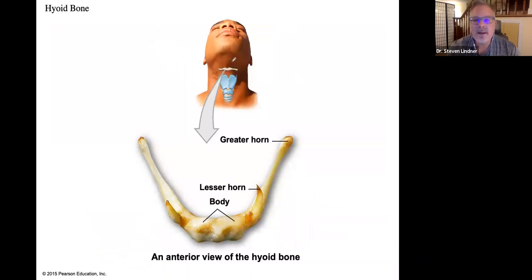The only bone in the body that doesn't articulate with any other bone or make a joint is the hyoid bone. There is a greater horn, and there's a lesser horn, and there's a body.